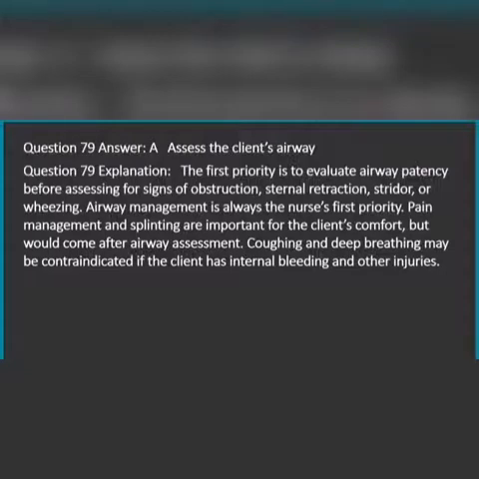Question 79 Explanation: The first priority is to evaluate airway patency before assessing for signs of obstruction, sternal retraction, stridor, or wheezing. Airway management is always the nurse's first priority. Pain management and splinting are important for the client's comfort, but would come after airway assessment. Coughing and deep breathing may be contraindicated if the client has internal bleeding and other injuries.